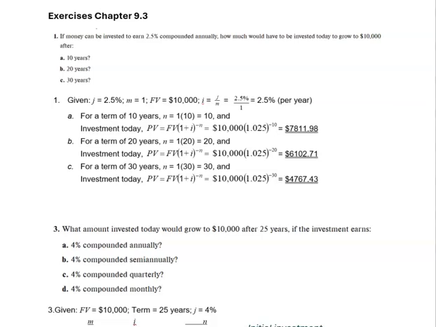Hi everyone. Okay, let's move on to the questions in 9.3. This one is working on the present value.